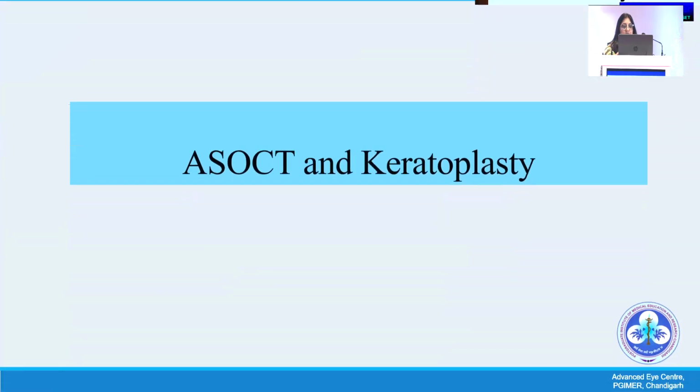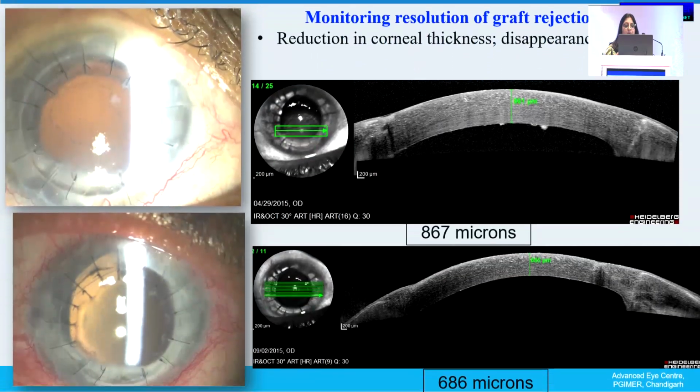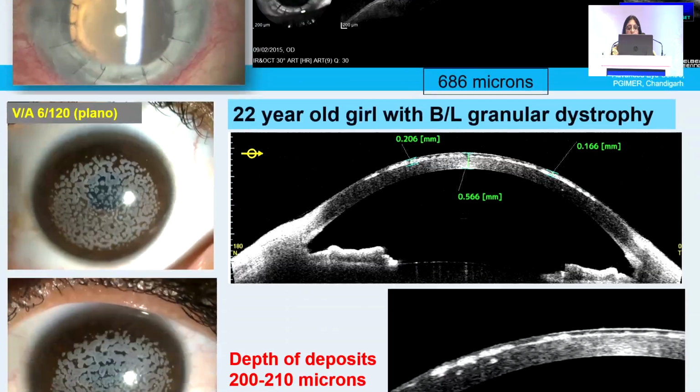In the periphery, we could see the DMD with the Spectralis also, but the resolution was much better with the Spectralis. AIOS can also be used in keratoplasties, for example, to monitor the graft thickness in cases of corneal rejection. As the graft thickness goes down, we know that the rejection is improving.